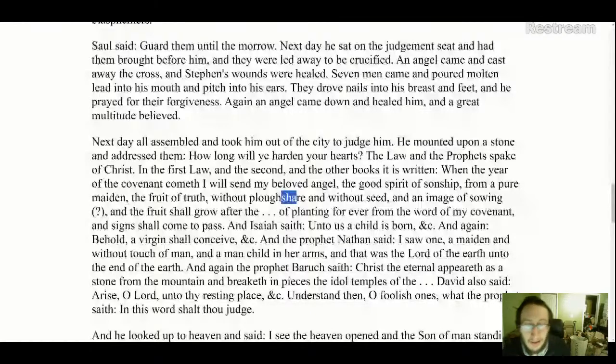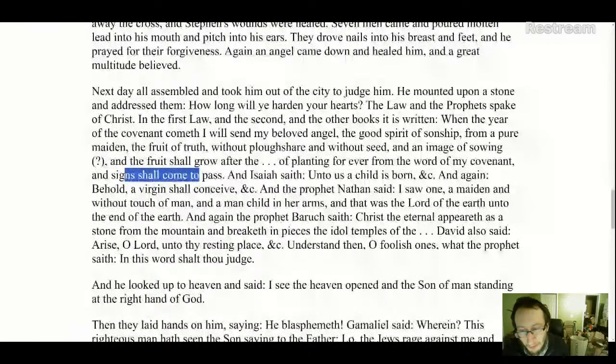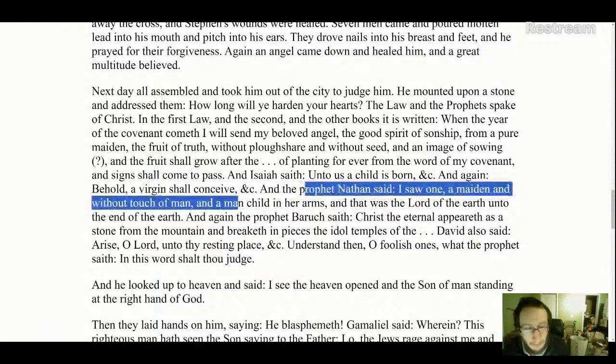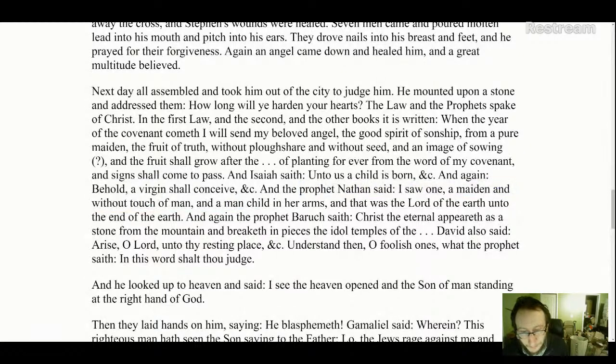And Isaiah said, unto us a child is born, and then it continues the quote. And again, behold, the virgin shall conceive, and again, it continues the quote. Then it says, and the prophet Nathan said, I saw one, a maiden and without touch of man, and a man-child in her arms, and that was the Lord of the earth unto the end of the earth. And again, the prophet Baruch says, Christ the Eternal appears as a stone from the mountain and breaks in pieces the idol temples. David also said, arise, O Lord, unto thy resting place. And then the rest it quotes.